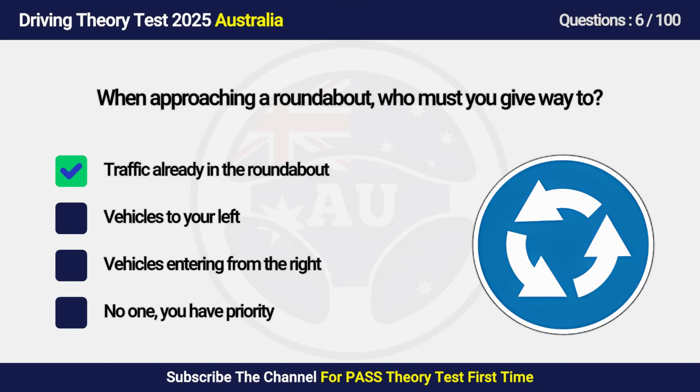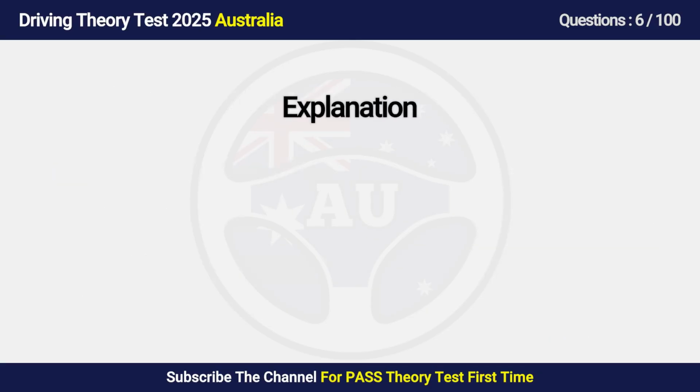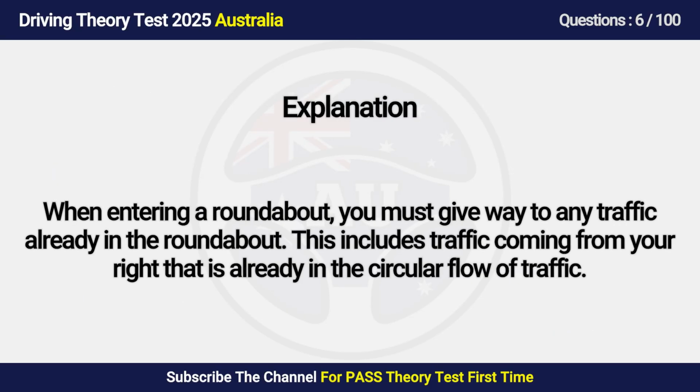Answer is A. Traffic already in the roundabout. When entering a roundabout, you must give way to any traffic already in the roundabout. This includes traffic coming from your right that is already in the circular flow of traffic.